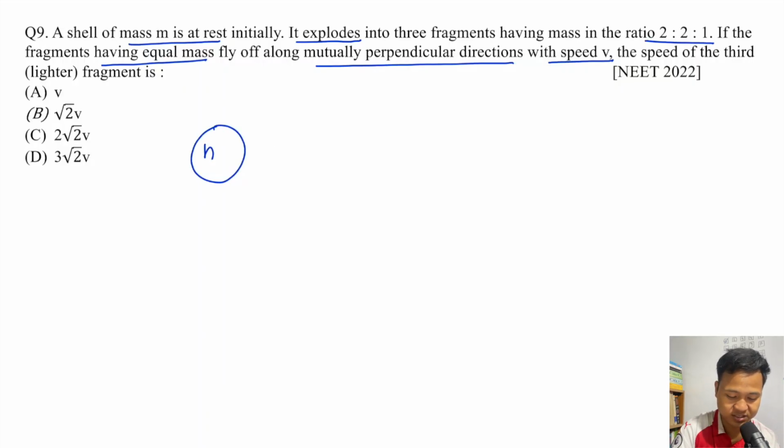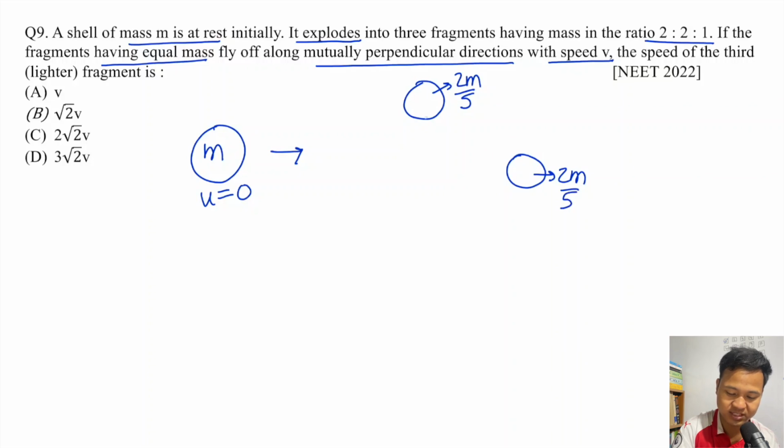Let's see, I have a cell of mass m, initially at rest with velocity 0, which explodes into pieces. Two pieces of mass 2m by 5 each go off with speed v, perpendicular to each other.